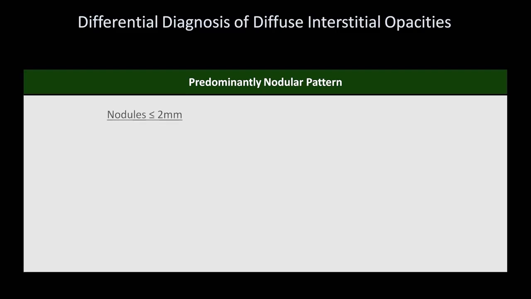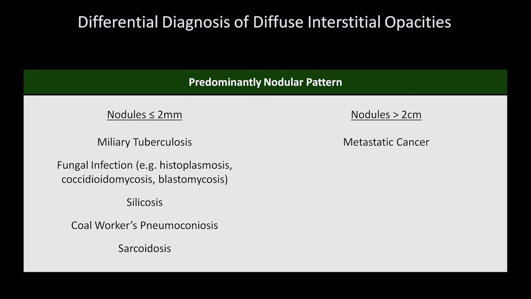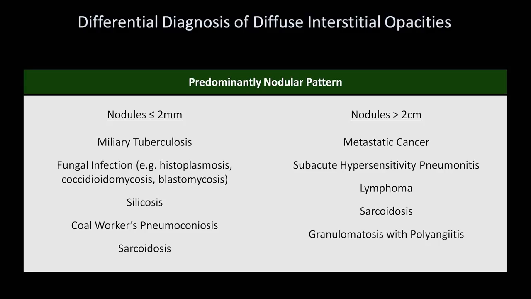Those diseases causing small nodules include miliary tuberculosis, fungal infections, silicosis, coal worker's pneumoconiosis, and sarcoidosis. Those which cause medium and large nodules include metastatic cancer, subacute hypersensitivity pneumonitis, lymphoma, sarcoidosis, granulomatosis with polyangiitis, and rheumatoid nodules.